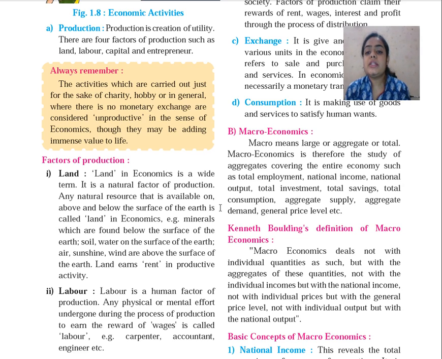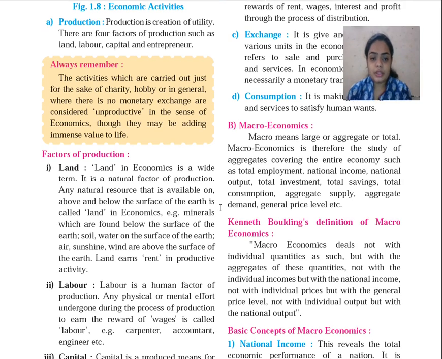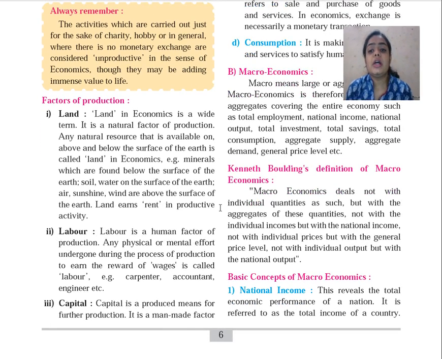Example, first is minerals which are found below the surface. So first, below the surface of the earth we have minerals. Then on the surface we have soil and water. Then above the surface of the earth we have air, sunshine, and wind. So these are different factors which are available below, above, and on land. When we give land, we get rent in return. This is a productive activity which shall fetch some rent for us.